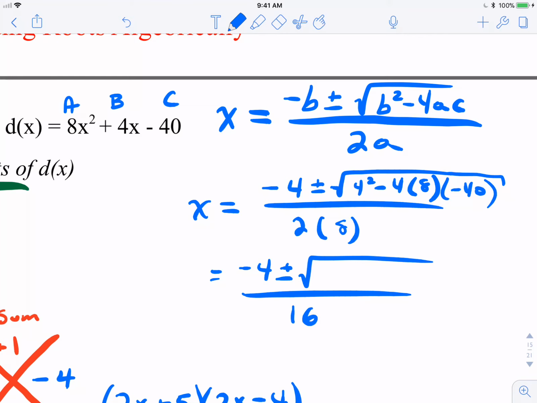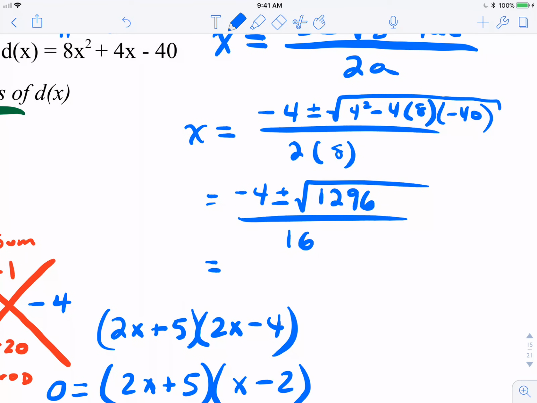Let's see. We have, should be a perfect square underneath the radical. Yep, it is. How do I know that? We got rational answers, which means we shouldn't have any radical left over. The square root of 1296 is going to be 36. Now, some of you guys like to stop here with the quad formula. We could do the math.